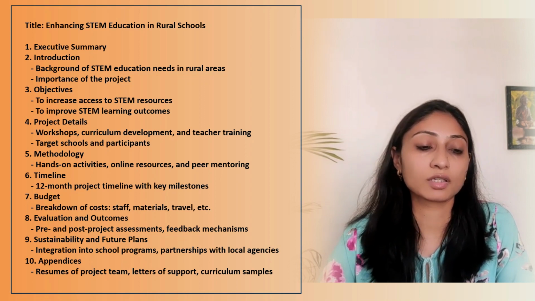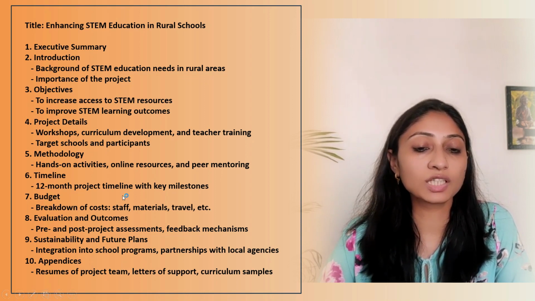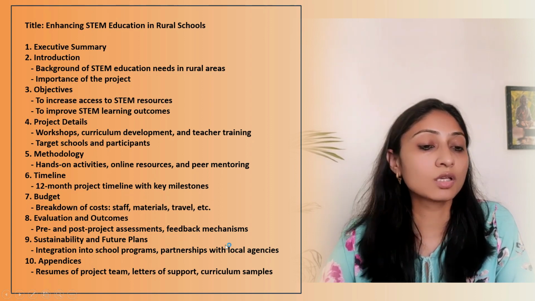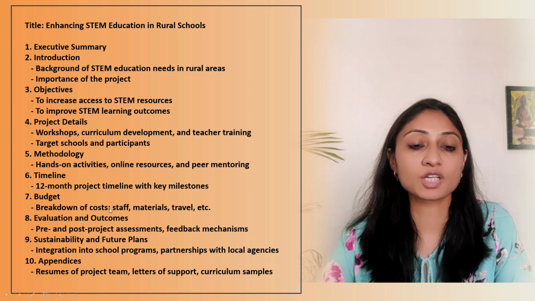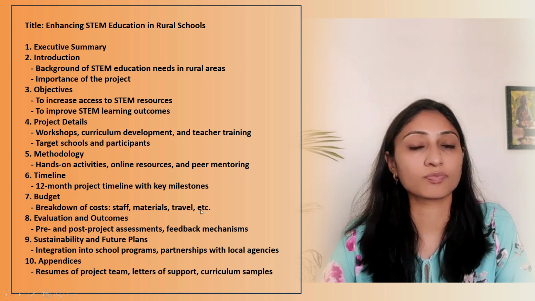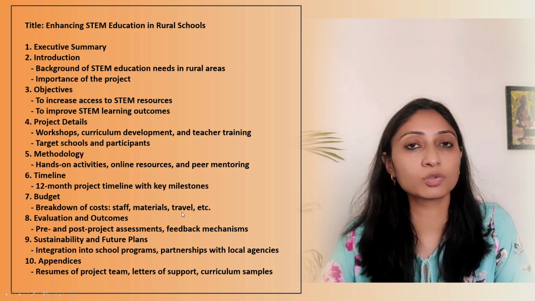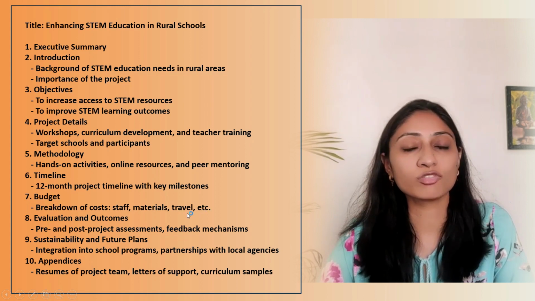Next one is timeline. A 12-month project timeline with key milestones. That means this project is of 1 year. Budget. Break down the cost of staff, material, travel, etc. Because staff will be involved in this project, material and travel will be included. So you need to mention the cost of each of them.